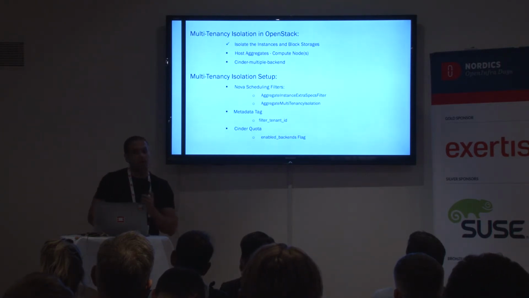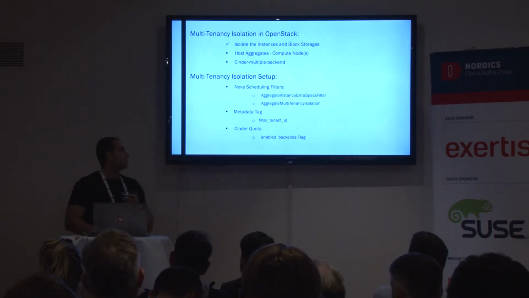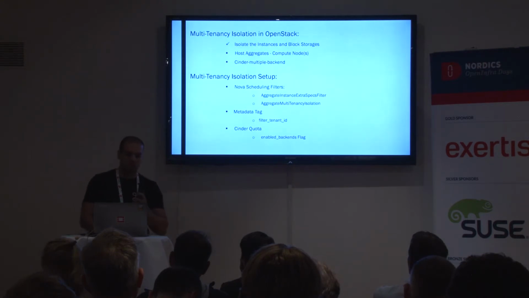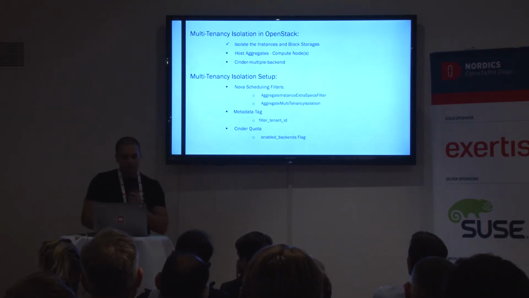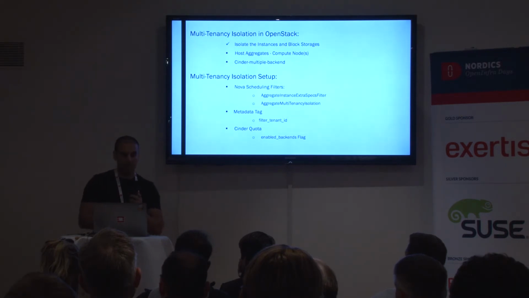The first one is for checking the predefined policies against the defined policies for the instances. And the second one, aggregate multi-tenancy isolation, ensures the instance is running on a specific host aggregate. Later on, we need a metadata tag to create a virtual link between the host aggregate and the tenants. This is possible with the filter tenant ID by the compute node, and it should be assigned to the volume, to the flavor, and to the host aggregates.